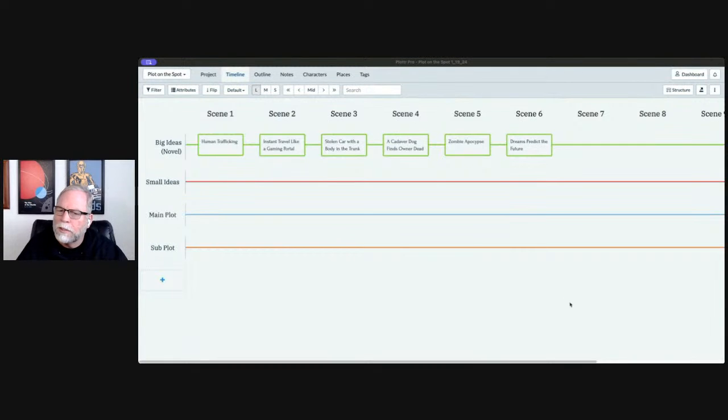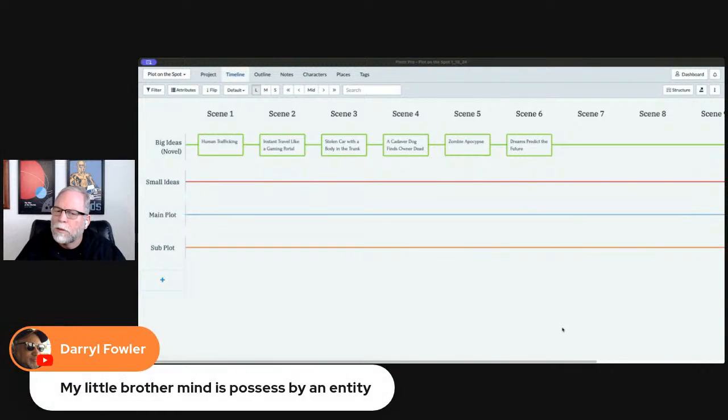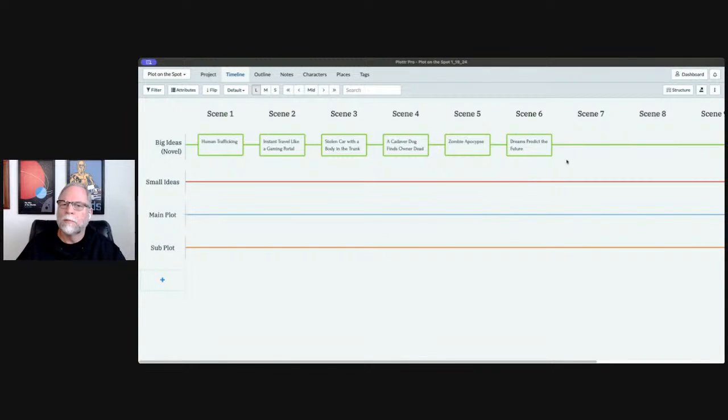All right, we got a bunch of ideas. Any other ones? My little brother's mind is possessed by an entity. Okay, and we'll stop with that one for big ideas. Got some horror going on here. All right, so let's take a quick poll of who likes what idea.